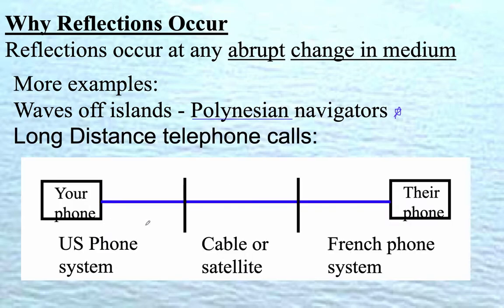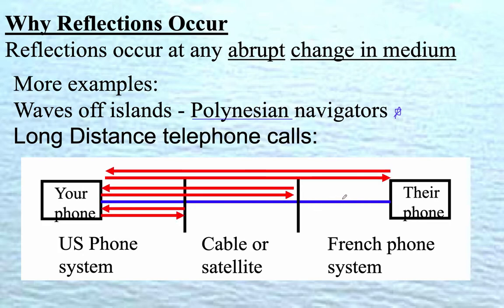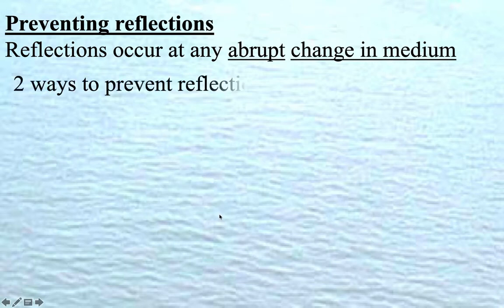You call your sister in France, right? And there's your phone system, then it transfers to a cable or satellite, then it transfers to the French phone system. Each of these boundaries could have a reflection if it's not handled properly. And so you go, "Hi, how are you?" and then you hang up and you hope to get a better connection the next time you call, right? There are two ways you can prevent reflection.